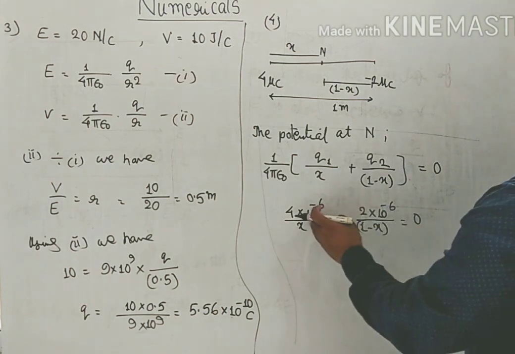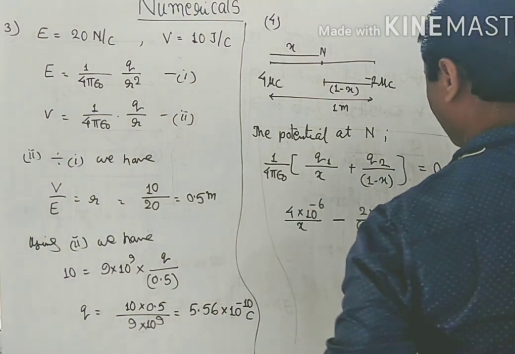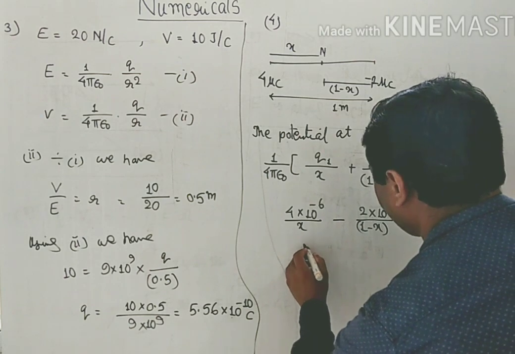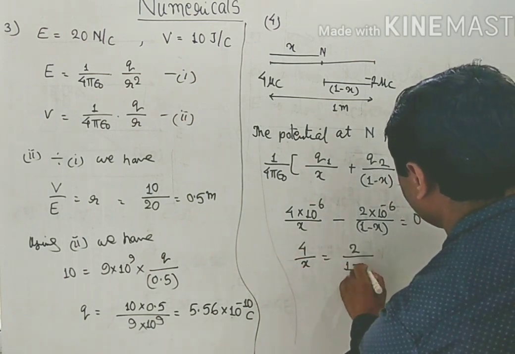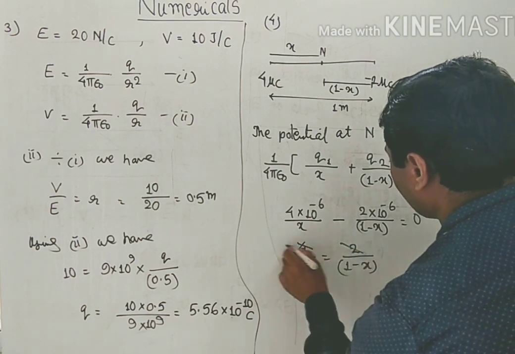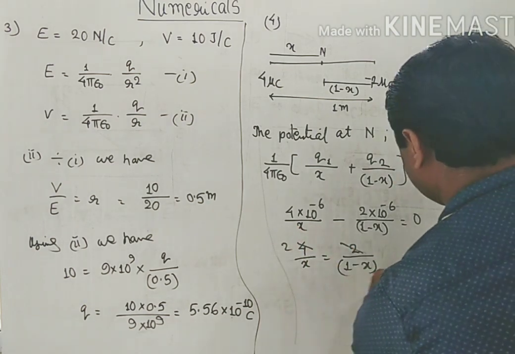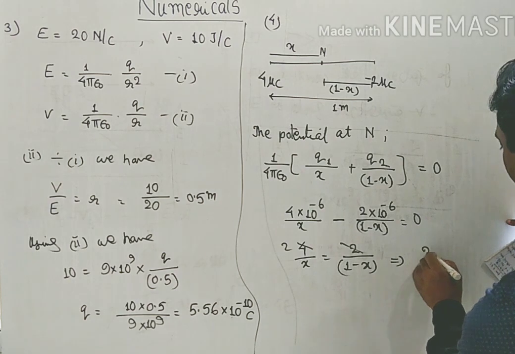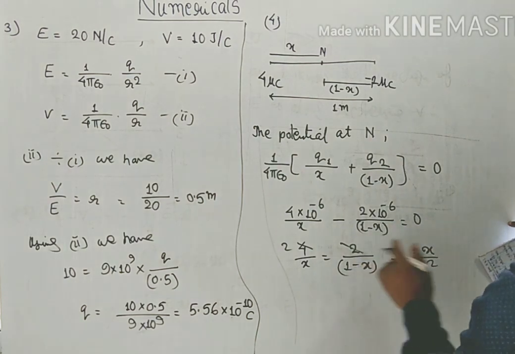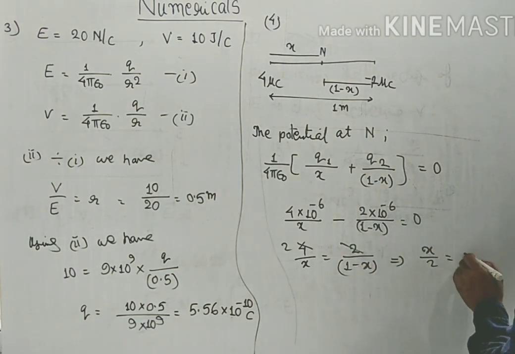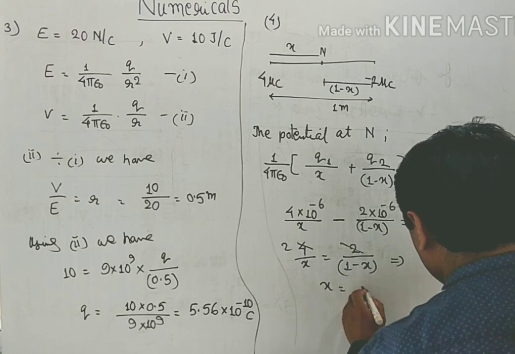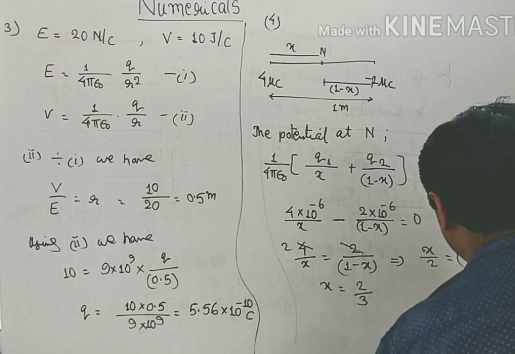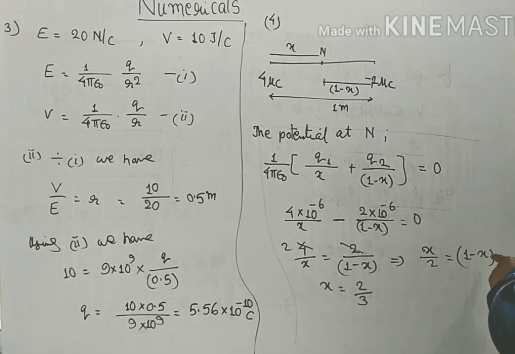Now as can be seen, 10 to the power minus 6 can be taken as common, and just on simplifying it you will be having 4 by x equals 2 by 1 minus x, and 2 to the 4. So this is simply x upon 2, just inverting both the sides, 1 minus x, and this will give you x equals 2 by 3, just cross multiplying.